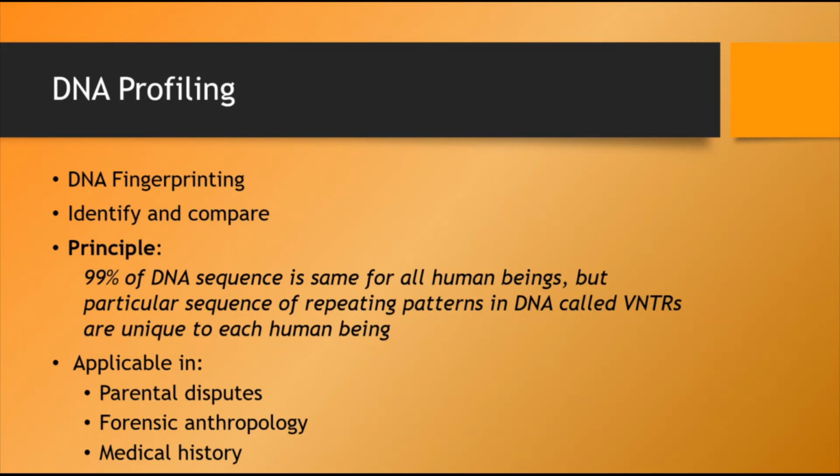The principle of this technique basically is that 99% of human DNA sequence is the same for all human beings, right? But there's a particular sequence of repeating patterns in DNA that are observed, which are called variable number tandem repeats, VNTRs, which are very unique to every single individual. Thus, they form the basis of this technique, the understanding of VNTRs.